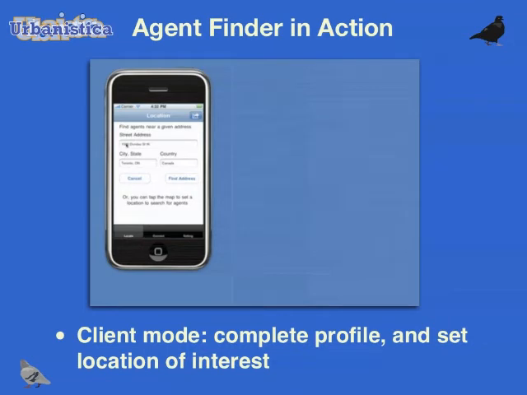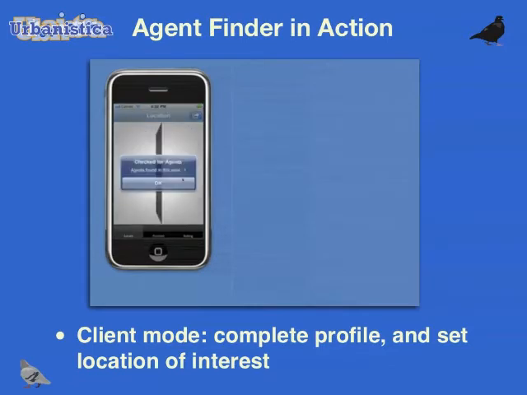Next, a user can enter an address of a place that interests them, or simply locate themselves on the map and tap on it, and Urbanistica will find agents that are not only working in the area, but that are currently online and available to respond to requests for information.